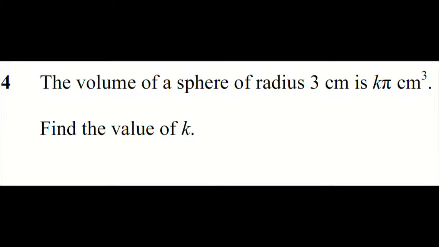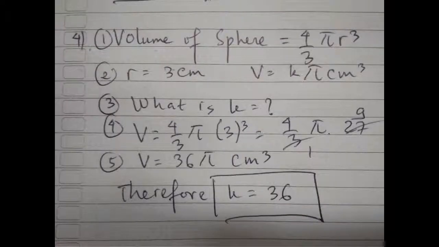Question number 4. The volume of a sphere of radius 3 cm is k pi centimeter cubed. Find the value of k. So what should we do here? Now, for a sphere, the formula for the volume is 4 over 3 pi r cubed. We are given that the radius is 3 centimeters, and then we just substitute all the information given. So, 4 over 3 times pi times r cubed, which is 3 cubed.